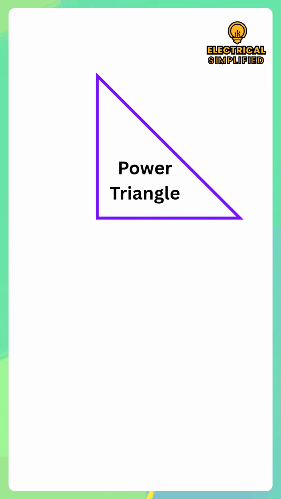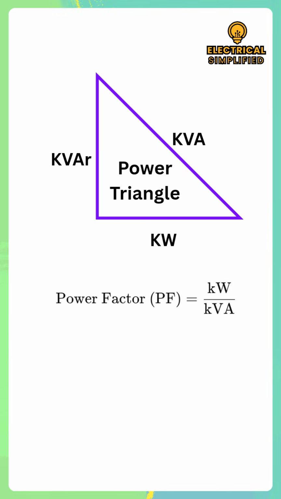The relationship between these three powers is represented by a right-angled triangle called the power triangle. The hypotenuse represents apparent power in kVA, the base represents real power in kW, and the vertical side represents reactive power in kVAR. Power factor is the ratio of real power to apparent power.